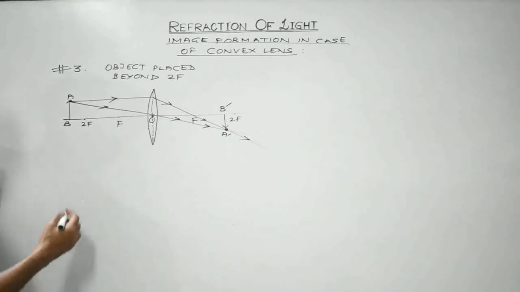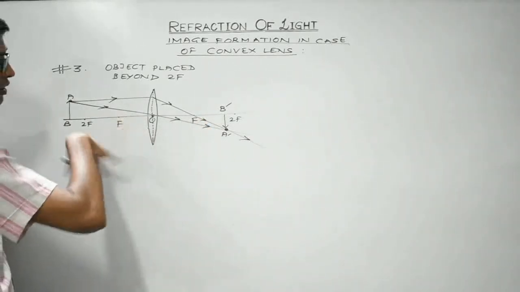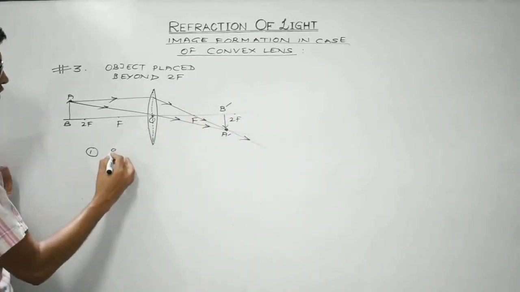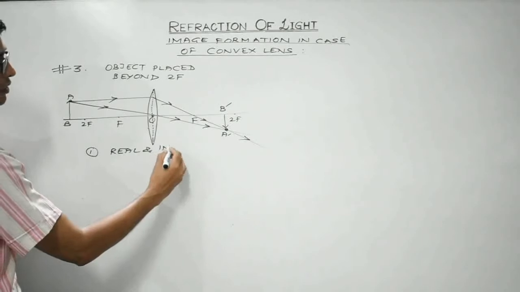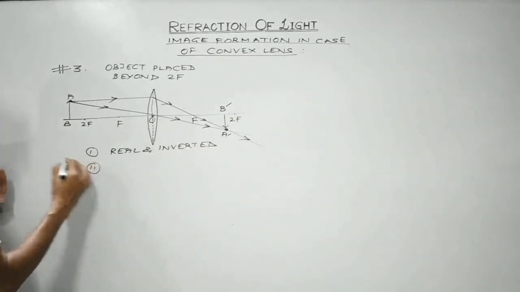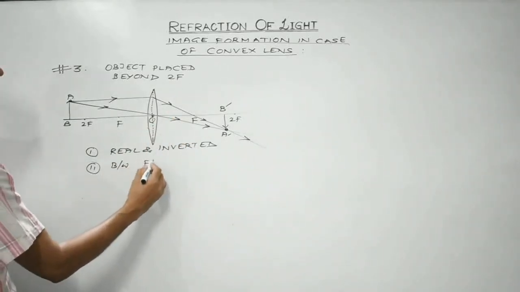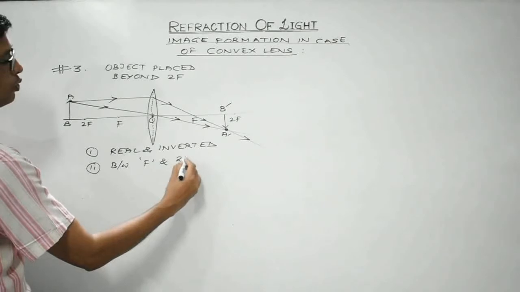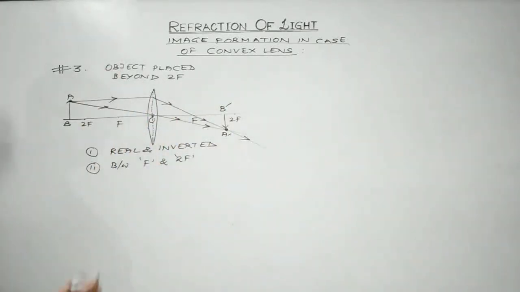So let's find its nature. First, look, it's pretty clear. Image is formed on the other side as that of the object. So image is real. And it's pretty evident from the diagram, it is inverted. Image is real and inverted. What's the second point? Image is formed between F and 2F.